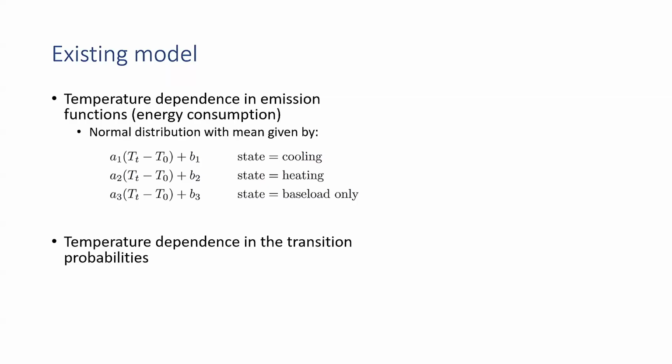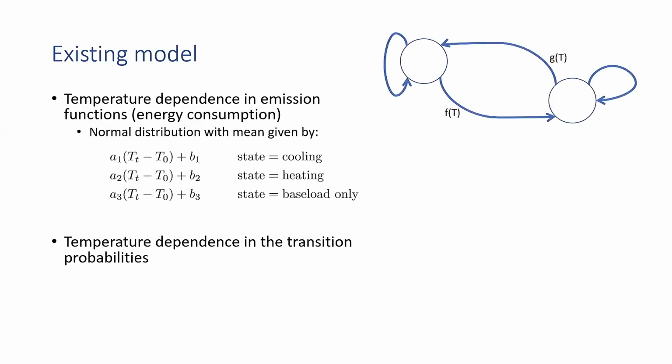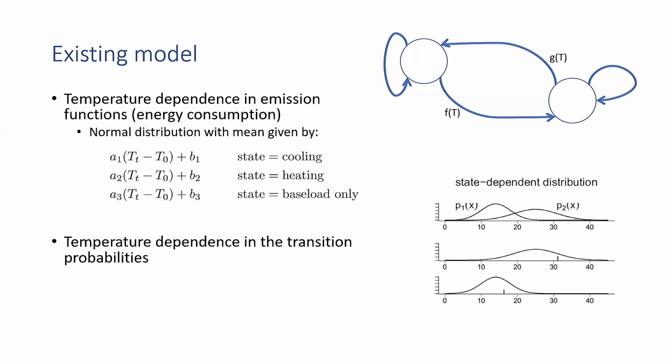It also has a temperature dependence in the transition probabilities. So we saw this kind of picture before, which just had numbers on it. Now we have functions of temperature.